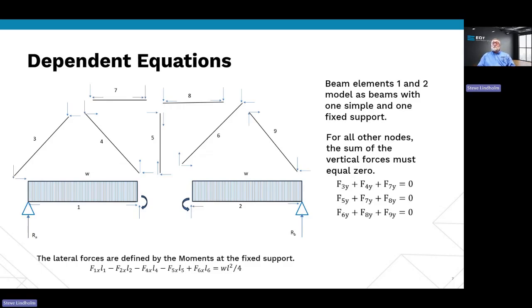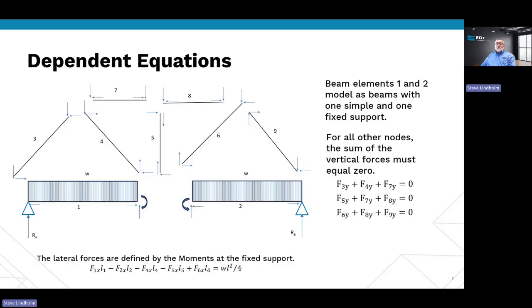To analyze the truss, we explode the beam elements and determine the dependent equations. The only beam elements which have external conditions are elements 1 and 2, which are the roadway. All the other beams interact by their dependencies. To solve the equations, elements 1 and 2 are modeled as beams, with one fixed end and one simply supported end, where the reactions are.